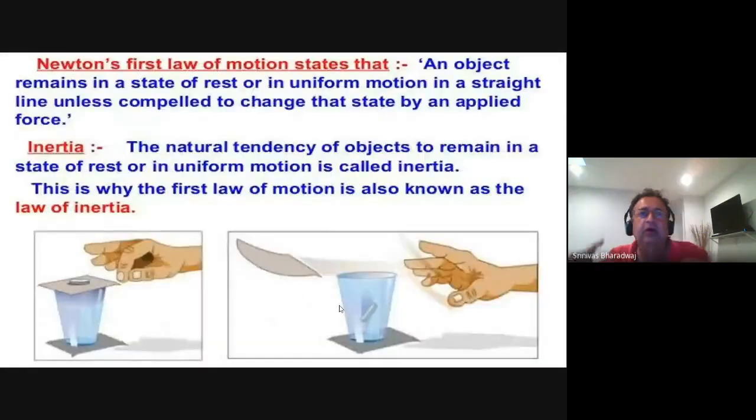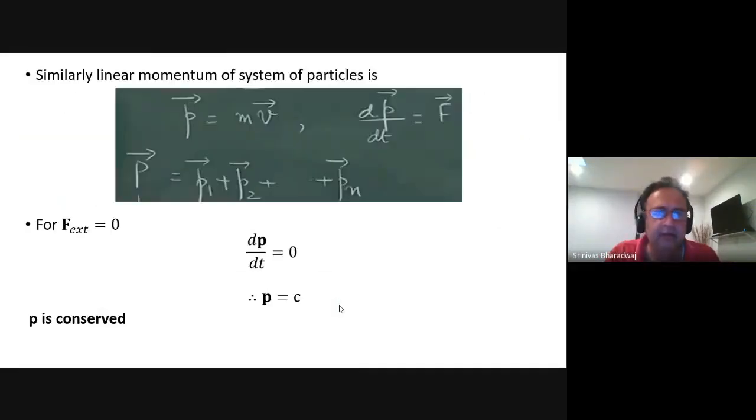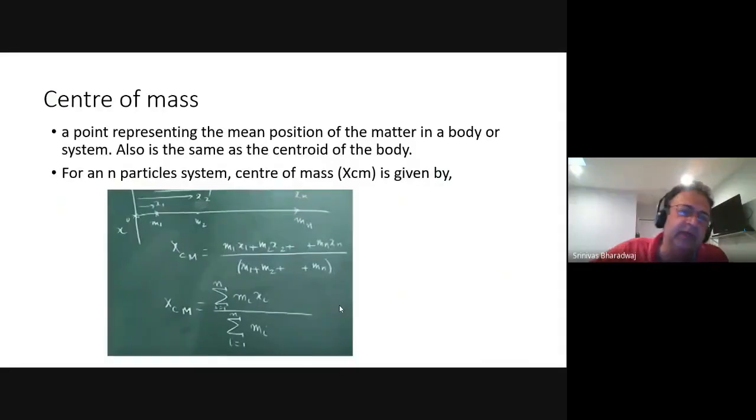What is Newton's first law? An object remains in a state of rest or in uniform motion in a straight line, unless compelled to change that state by an applied force. Instead of an object, we are now going to be discussing multiple objects, and therefore we say a system of objects remains in a state of rest or in uniform motion in a straight line, unless compelled to change that state by an applied force. So that is the main difference between what we were doing before and what we are going to be doing now. Now there is no longer one body. There are many bodies.